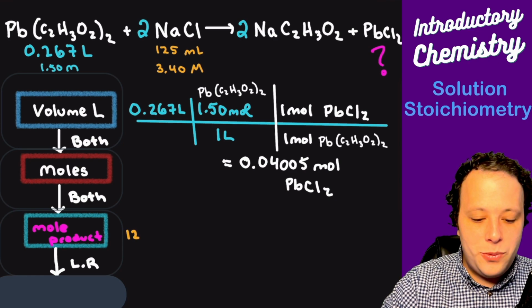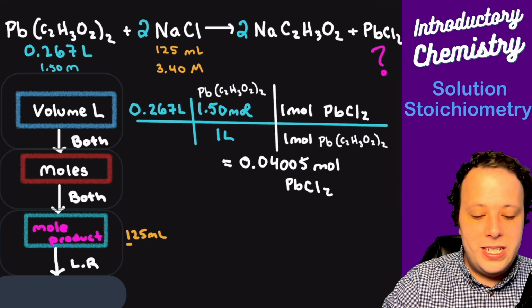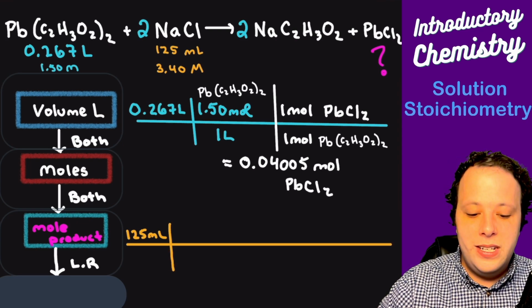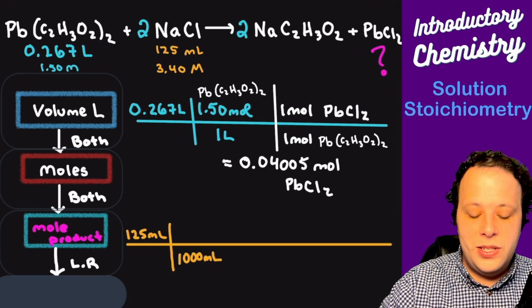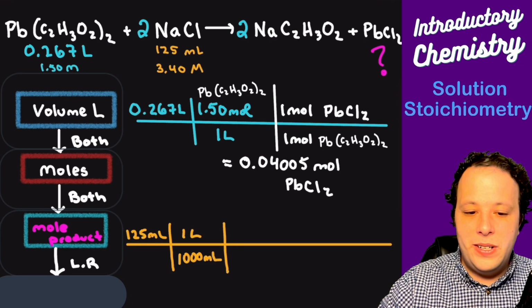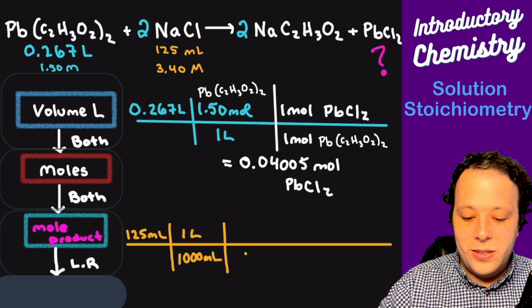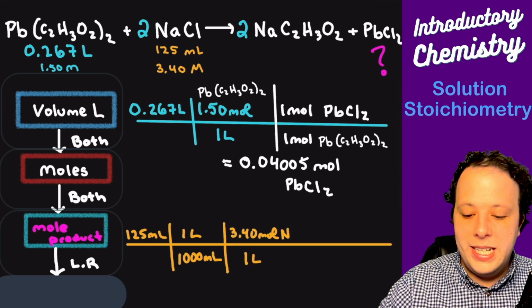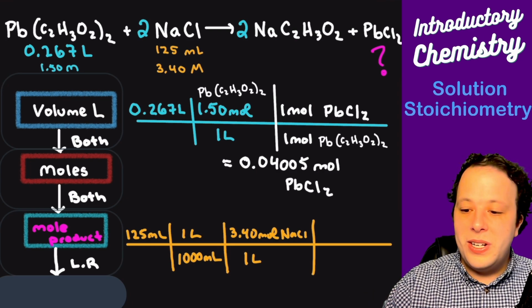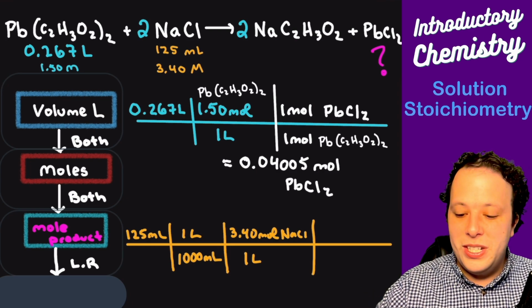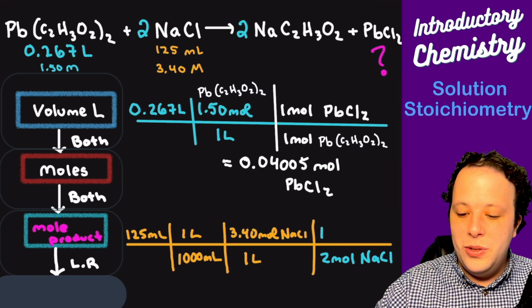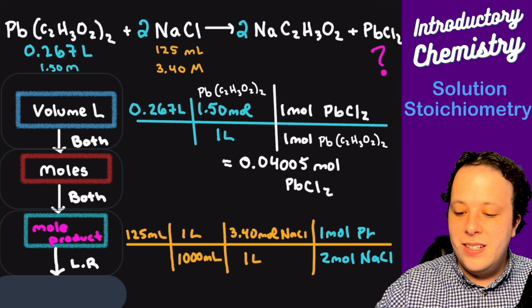In this case, we have 125 milliliters of NaCl, and we're going to first convert that to liters. So we have 1,000 mLs is 1 liter. Then we are going to use the molarity to convert that. So 1 liter is 3.40 moles of NaCl. Then we'll use our chemical formula, which is 2 moles of NaCl is equivalent to 1 mole of lead chloride.